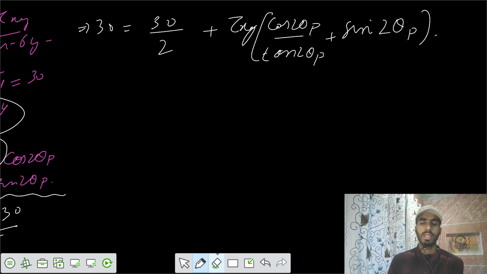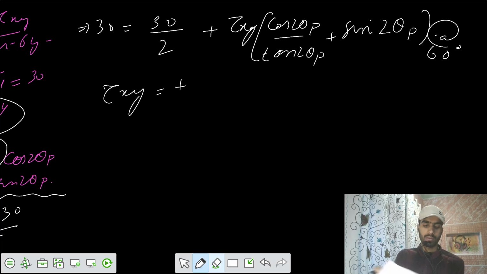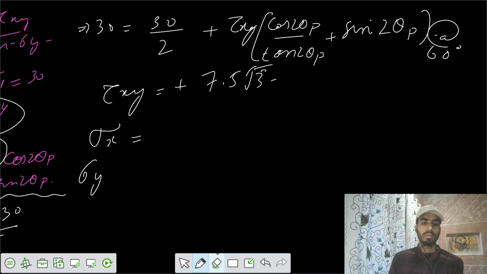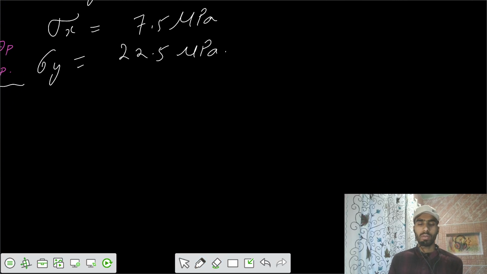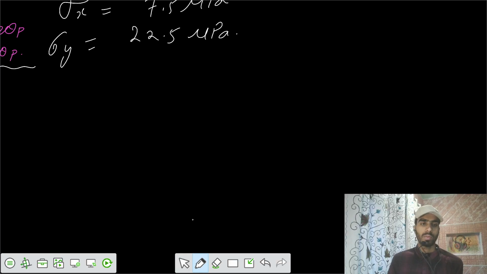and I substitute the value of theta p equals to 60 degrees, and I can get the positive shear stress value of 7.5 root 3. Then accordingly, I would say what is the value of sigma x and sigma y. Sigma x comes out to be equal to 7.5 megapascal, and normal stress in y direction, I would say 22.5 megapascal. So the final stresses would be now.